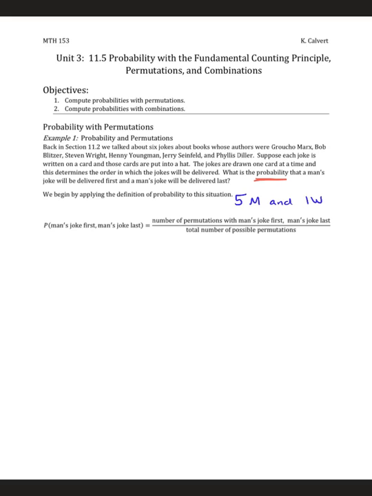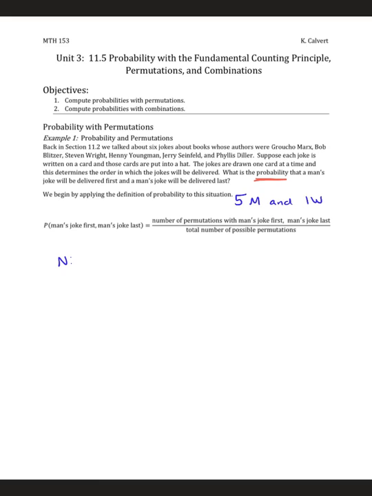So we need to take the number of permutations with a man's joke first and a man's joke last and divide it by the total number. That goes back to what we did in 11.4, by just taking the number of possible outcomes divided by the total number of outcomes. So we want to approach these problems as 2 separate problems, the numerator and the denominator, and then put them together. Some of the problems you might see will have it broken up for you, but we're going to work through it all together. We're going to start with the numerator first.